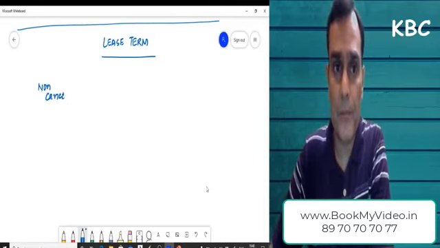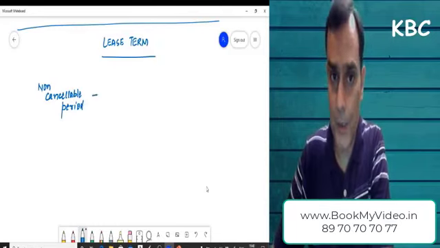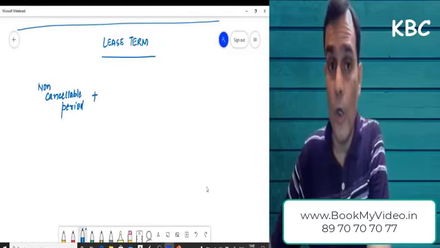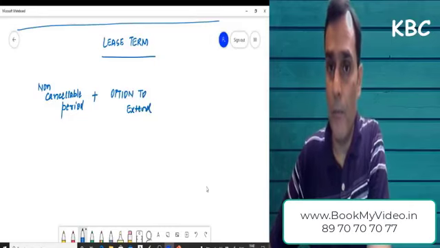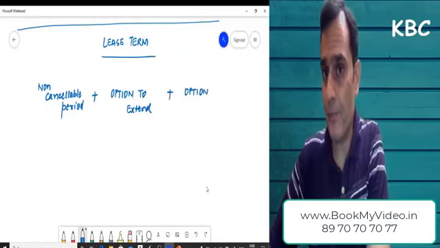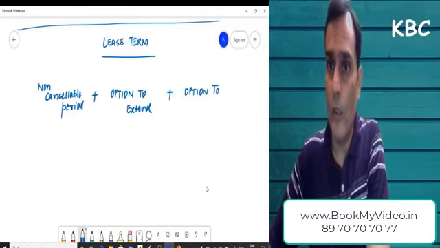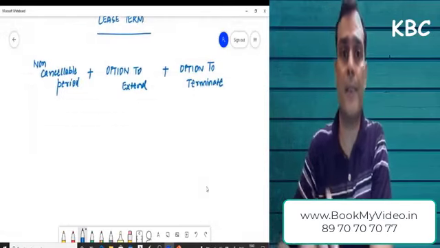non-cancelable period. It is a sum total of a non-cancelable period plus option to extend. It is a case of option to extend plus it is a case of option to terminate. Option to terminate. Now, what do you need to see in each of these factors? Let's zero in on that.